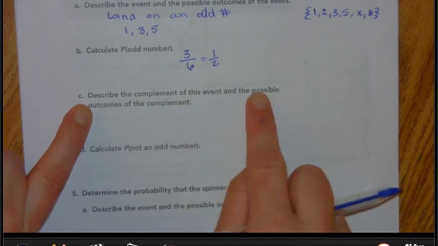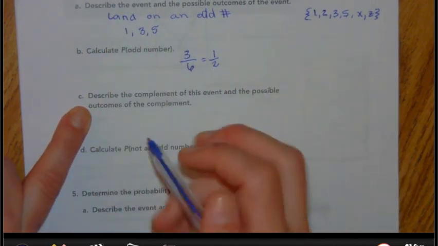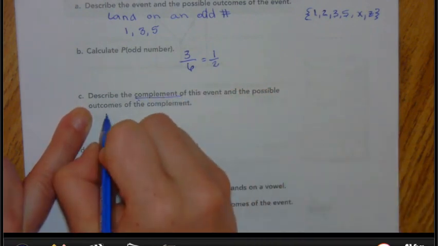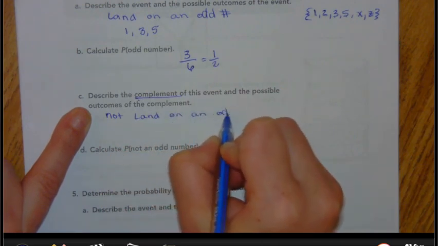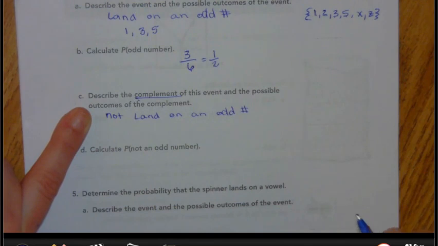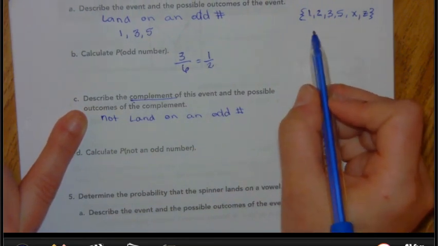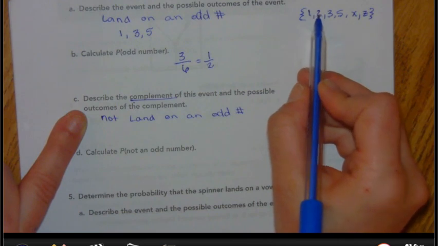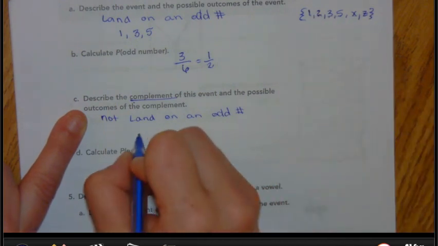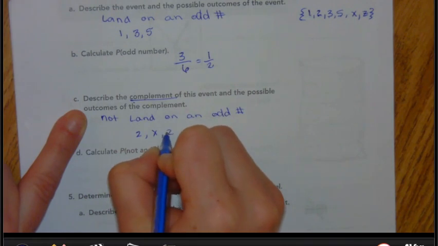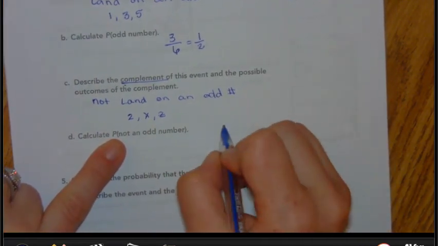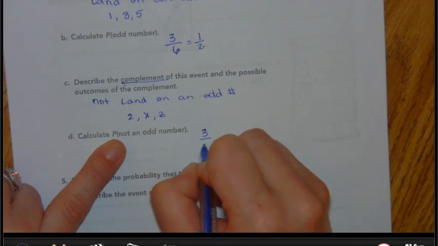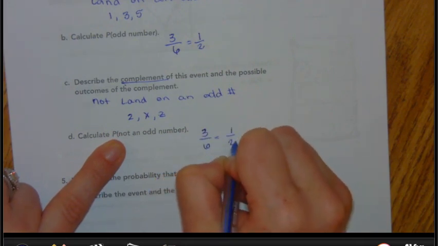So describe the complement of my event. If my event is to land on an odd, what's the complement of that event? Not landing on an odd number. And the outcomes of not landing on an odd are 2, X, and Z. Now, even though X and Z are letters, there's still a possible chance that I can land on something that's not an odd number. So what's the probability of not an odd number? 3 out of 6, which can reduce down to 1/2.